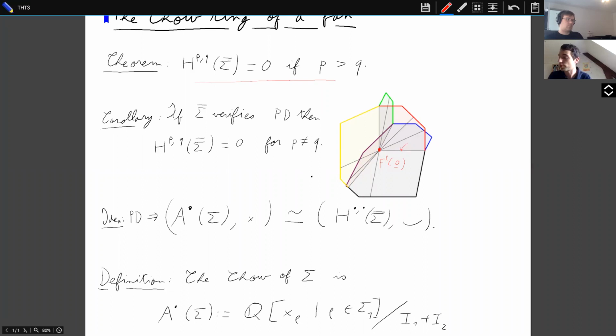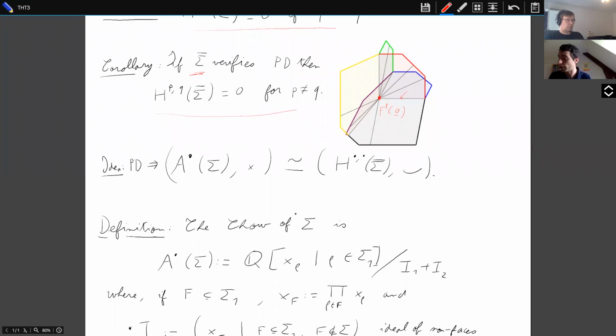So if the compactification of sigma verifies Poincaré duality, by duality we also have H^{p,q} of the compactification of sigma, which is zero for p less than q, and so it's zero unless p equals q. Everything is concentrated in bidegree (p,p). And so now, in fact, we have A^k of sigma, which is isomorphic to H^{k,k} of the compactification of sigma. I will state the precise theorem later. So we can understand the cohomology of the compactification thanks to the Chow ring of sigma. So let me define again the Chow ring of sigma.